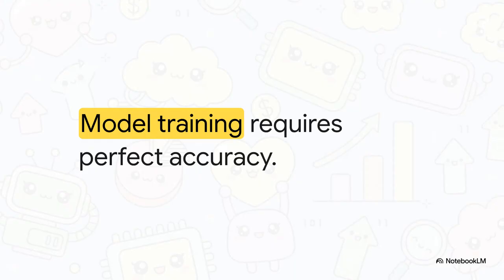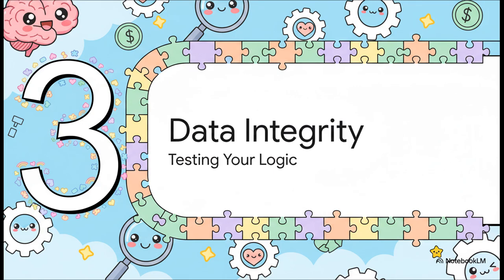So I really want to hammer home this non-negotiable rule directly from our sources. Model training requires perfect accuracy, no exceptions. Your evaluation absolutely must prioritize data integrity above everything else. This is not about what sounds nice or reads well, it is strictly 100% about what is perfectly, factually accurate. Which brings us to Section 3, Testing your data integrity.